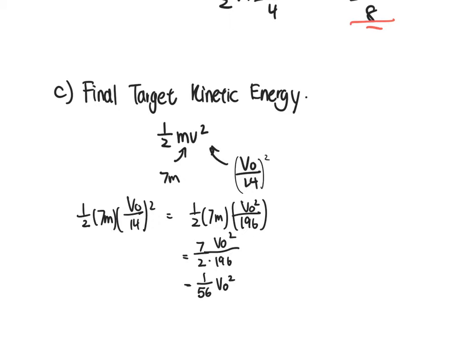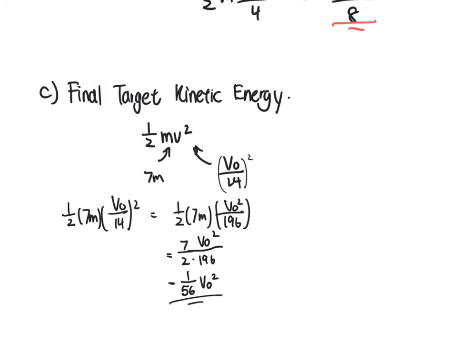Let me just double check. 7 over 2 times 196 is 156. Good. So that's your third one here. Okay. And then let's go to part D.